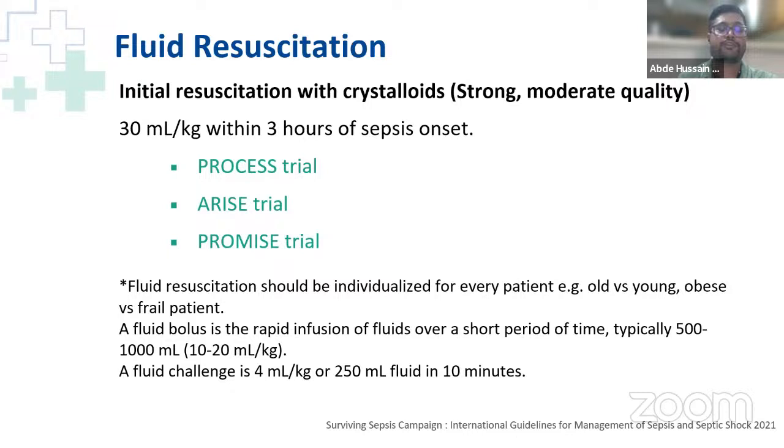So, fluid resuscitation. Initial resuscitation is recommended with crystalloids, at a dose that has been prescribed through various trials that have been conducted. They have found better mortality benefits with this particular dose of 30 ml per kg within 3 hours of sepsis onset. But although this number is there, it should be individualized for each and every patient, as each patient is not the same. It could be an old versus young patient, obese versus frail patient.